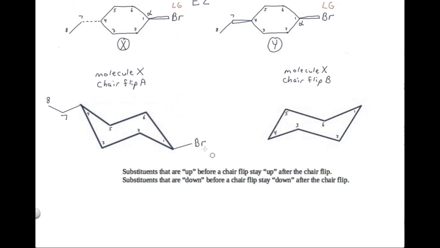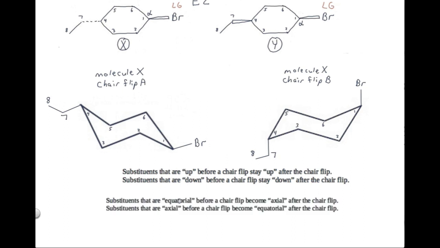using this rule. The bromine is up in chair flip A, so the bromine should point up in chair flip B. Up in both chair flips. Carbon 7 is down in chair flip A, so carbon 7 should point down in chair flip B. Down in both chair flips. And again, we've illustrated this idea we saw in the previous video. The substituents that were equatorial before the chair flip became axial after the chair flip.